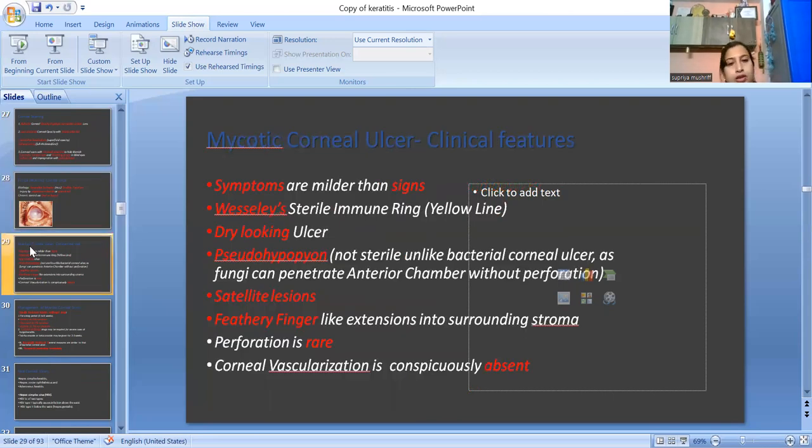Clinical features of mycotic corneal ulcer: symptoms are milder than signs, as opposed to bacterial corneal ulcer, where symptoms are more than signs; here signs are more than symptoms in fungal corneal ulcer. Wesley ring, a sterile immune ring, yellow ring, is a characteristic feature of fungal corneal ulcer. This is an MCQ question which can come. It is a dry looking corneal ulcer. Pseudohypopyon, which is not sterile, unlike in bacterial corneal ulcer, as fungi can penetrate the anterior chamber without perforation. Satellite lesions and a feathery border are characteristic features of fungal corneal ulcer, with extension into the surrounding stroma. Perforation is rare, and corneal vascularization is conspicuously absent.